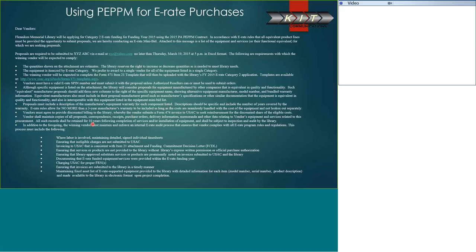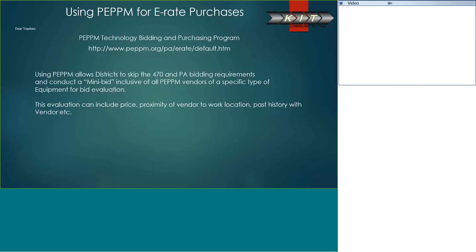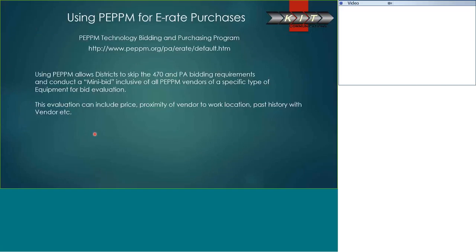Your E-rate rep or E-rate consultant should be able to give you a copy of this that you submit out for bid. But the nice thing is that you can use things like price, proximity of vendor to work location, past history with vendor, any number of criteria you can use to weight how you want to weight the bid. So it doesn't have to just be price, which really at the end of the day gives you a lot of flexibility there.